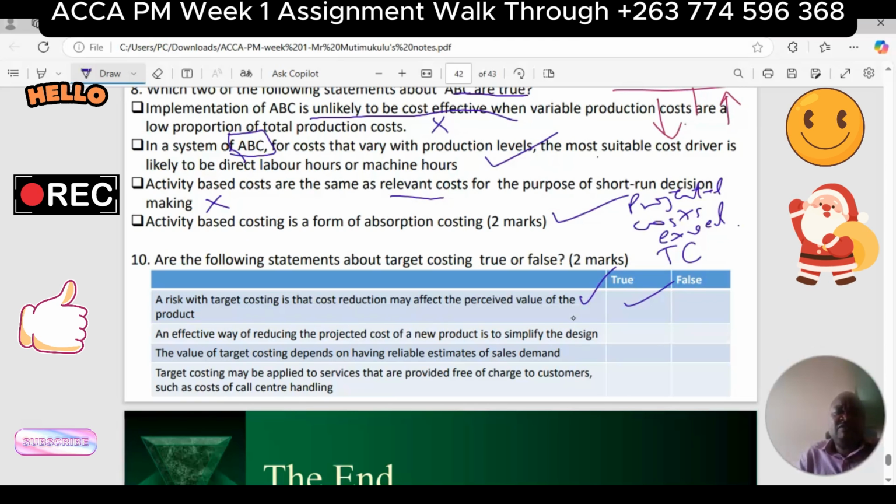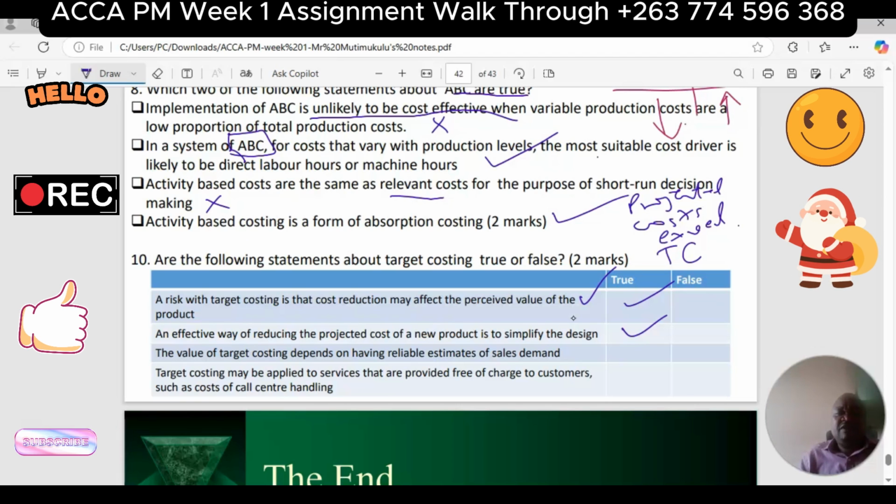Then, an effective way of reducing the projected cost of a new product is to simplify the design. Yes, by simplifying the design, we are simply removing those complex, high profile decorations. They're going to be removed, and we are only going to be left with a standard product, which resonates well with the first option. In so doing, we are reducing the cost, but at the same time, the perceived value is also going to go down.